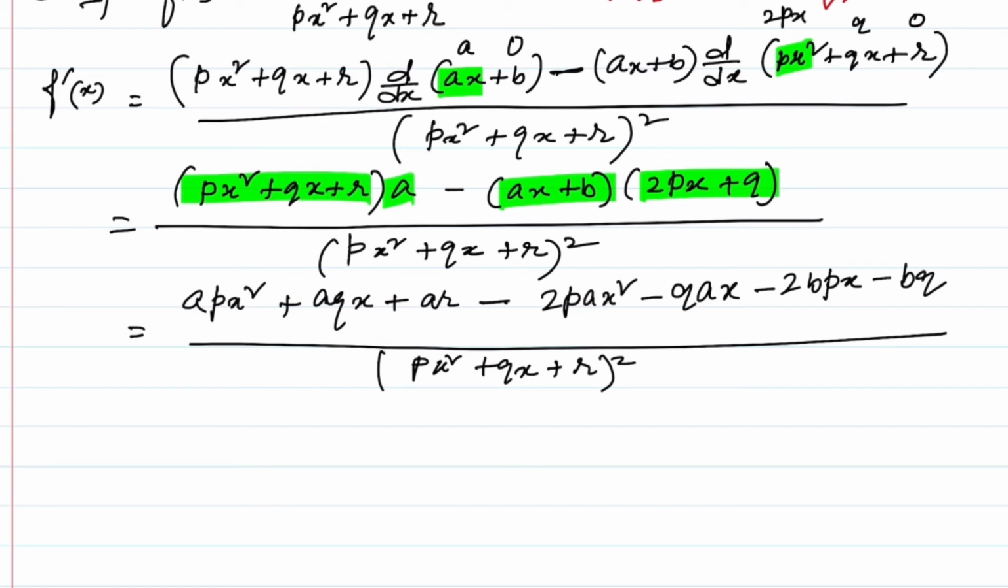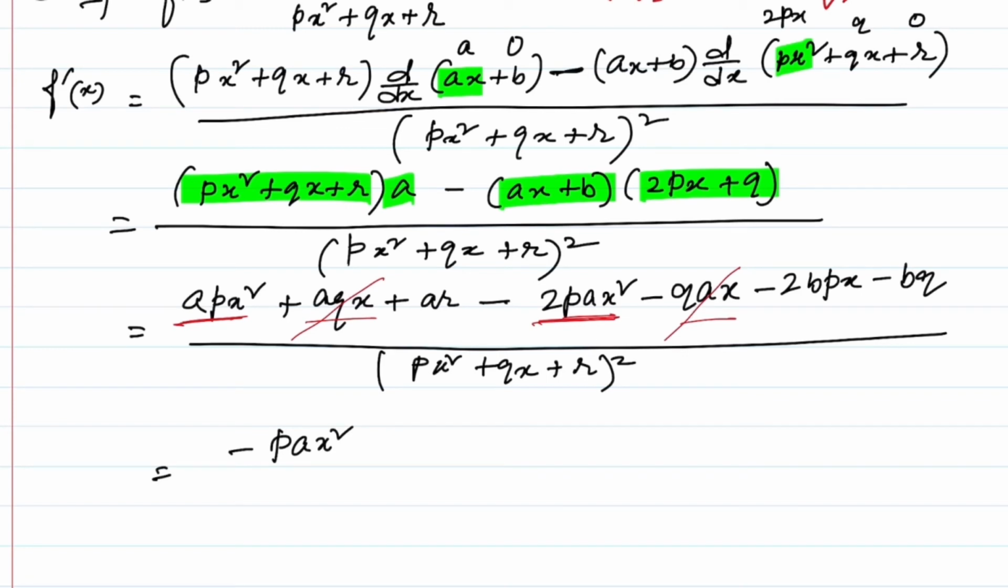Now check what other terms can be cancelled. So here you see qax and aqx, both are the same terms. One is negative, another is positive, so they cancel each other. Then what we will get, so now pax square and apx square, same term. Here it is 2pax square, this is 1pax square, so we will get minus pax square only. So minus pax square. Then write the remaining parts.